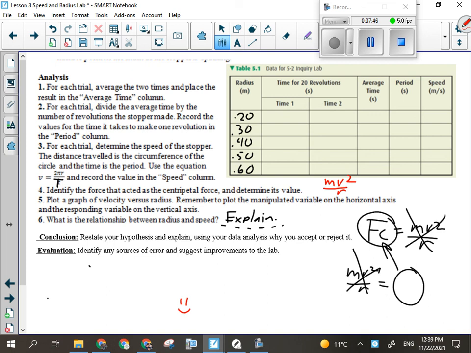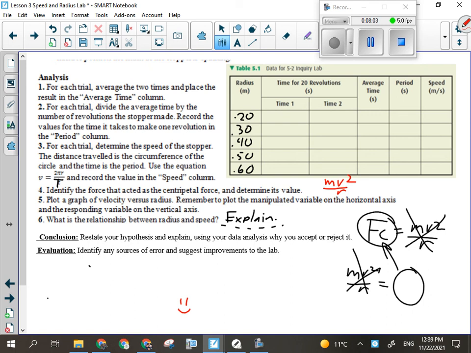All right, and then for number 5, plot a graph of velocity versus radius. Manipulated variable on the x, responding variable on the y. Make sure you get that built, and then tell me what's the relationship between radius and speed from your graph. Is it linear? Is it exponential? Is it inverse? What is it? Just from your graph.